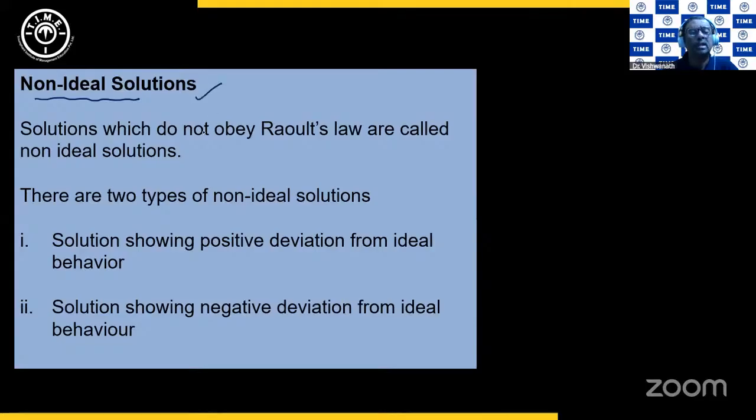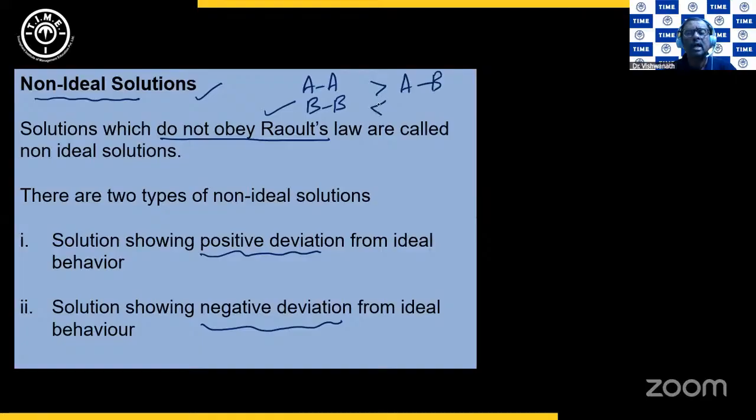Non-ideal solutions are the ones which do not obey Raoult's law. Now, you could have a positive deviation from the ideal behavior or a negative deviation from the ideal behavior. So what does this mean? That A forces and B forces can be stronger than AB or weaker than AB, right? This is what is the basis for the presence of a non-ideal solution. Non-ideal solution will not have equality of forces. There is no uniformity of force, right?